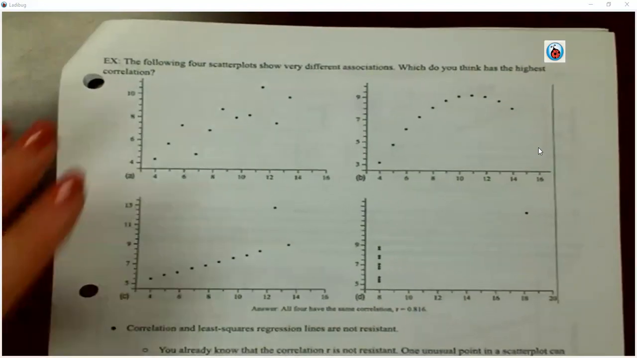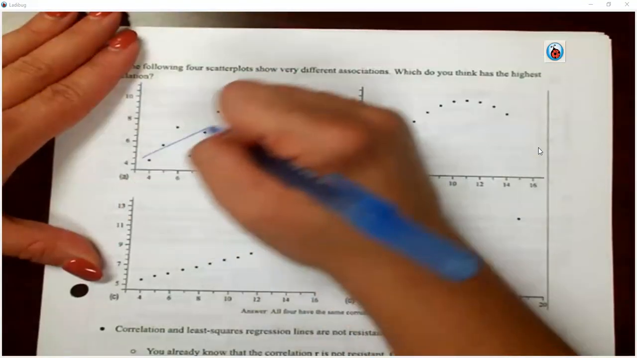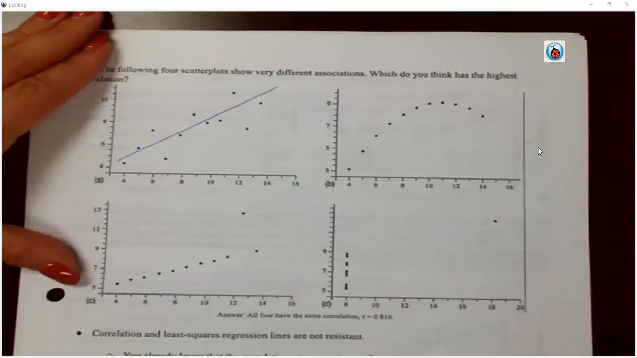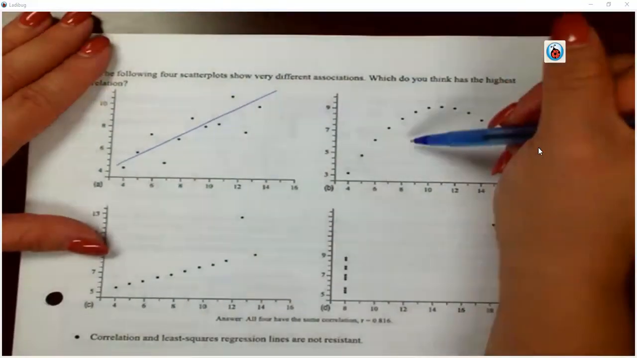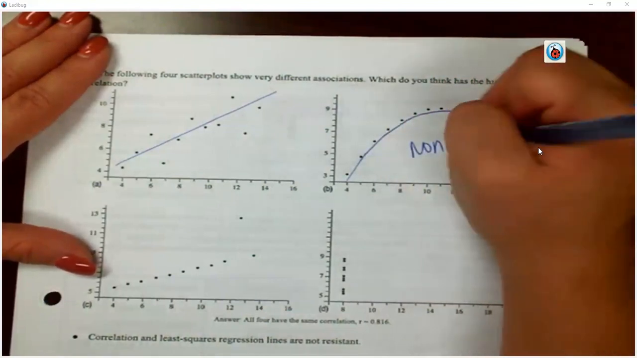So then in this example, the following four scatter plots are very different associations. Which do you think has the highest correlation? Okay, so you can see here we have a supposed linear form. Okay, it's going in the up direction. However, this one clearly is non-linear because it created this curve.